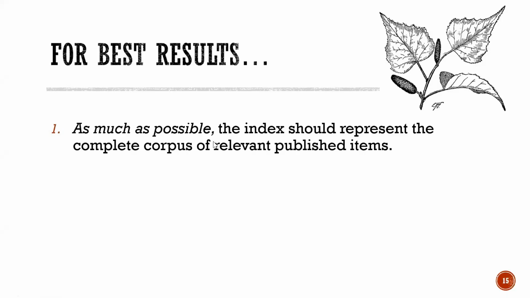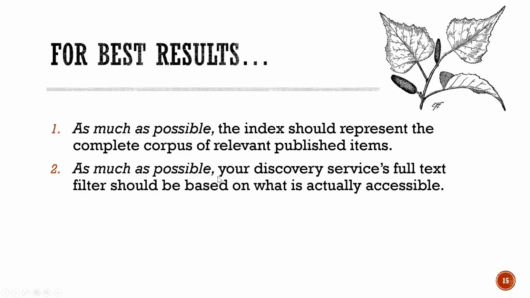So most basically, the index should represent that complete corpus of relevant published items. And of course, that is indeed what discovery service providers have been putting forward as their major selling point for the last decade and change. You'll also need, of course, that full text filter that's actually based on what's actually accessible. So it should have detailed knowledge not only of your own local licensed content, but open access materials as well.